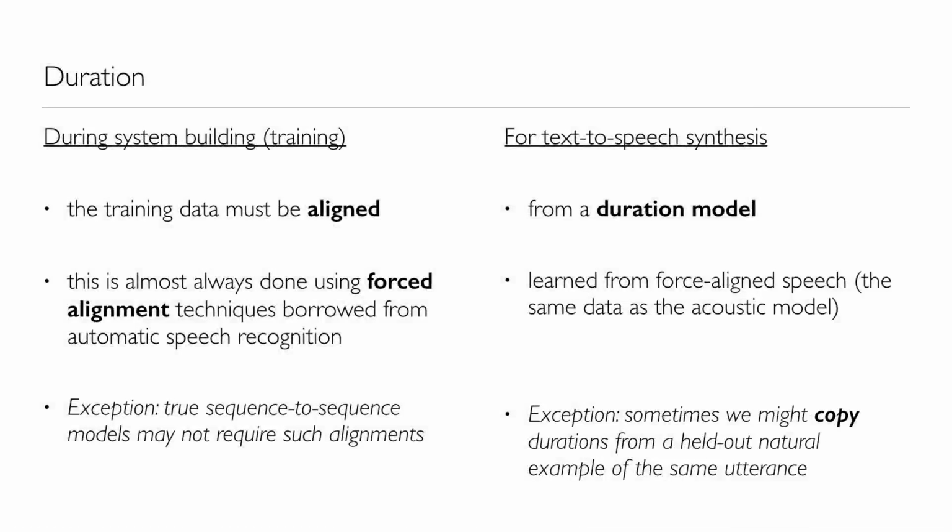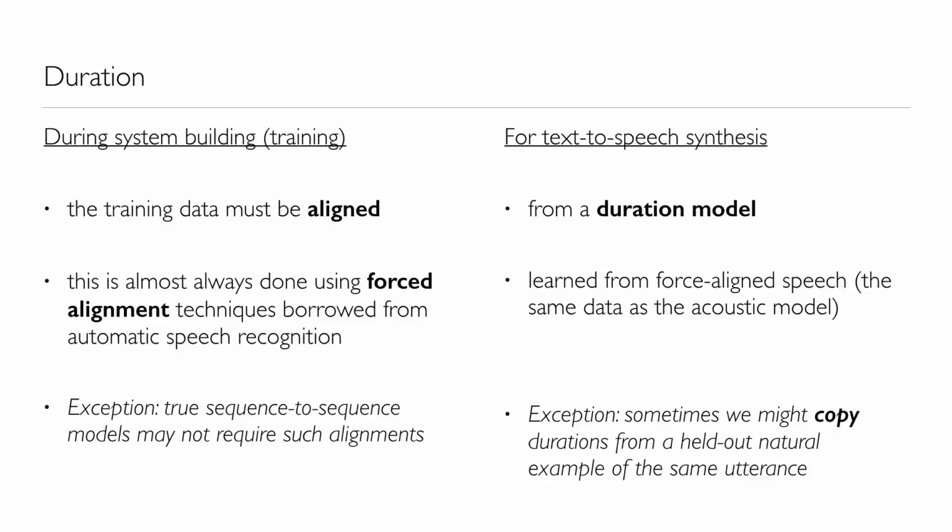At the time of synthesis, we need an independent duration model which predicts the durations. That can be a traditional regression model, or a neural network model as well, which we use in Merlin, where we learn the force-aligned speech, the same data as the acoustic model. But for the training, we need to do the traditional HMM forced alignment, as in the case of speech recognition. So we align the labels, the text with the audio, and get the labels.